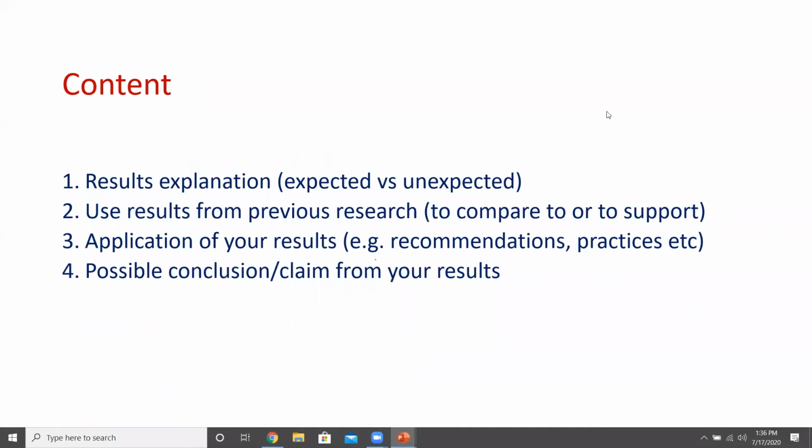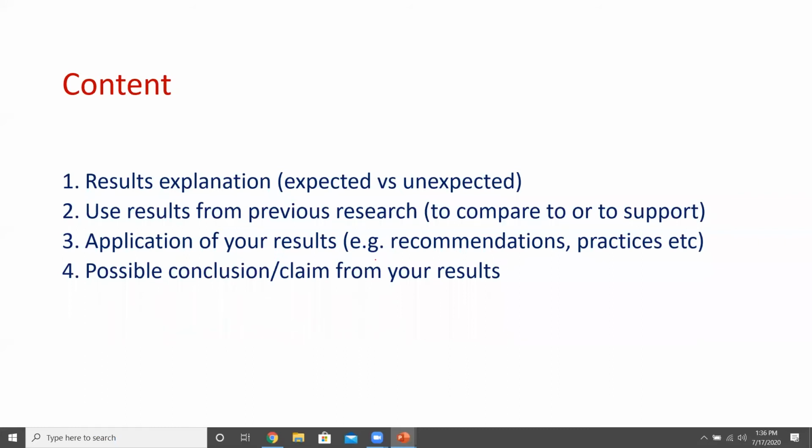The content. Remember the first part where I said a lot of people are hesitant or don't know where to start. So this shows what should be there in the content of your discussion. Number one, results explanation, expected versus unexpected. And this is very important.